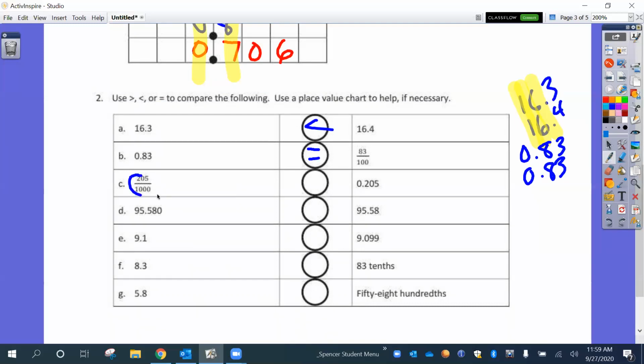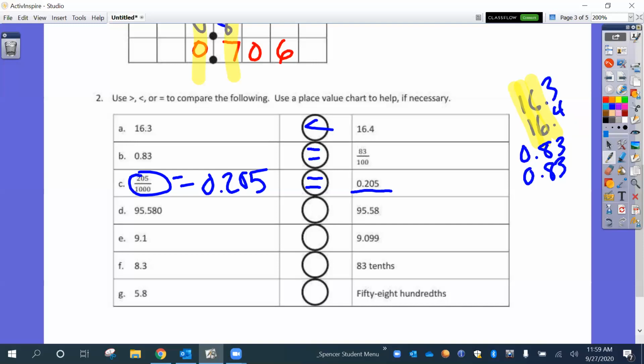Let's read this number over here. We have 205 thousandths, and over here we have 0.205, which we read as 205 thousandths. So those are equal. Remember, you have to think about these decimals and fractions in the same form to help yourselves compare them. So I converted this one to 0.205 just because when I read it, I heard the decimal in it, 205 thousandths.